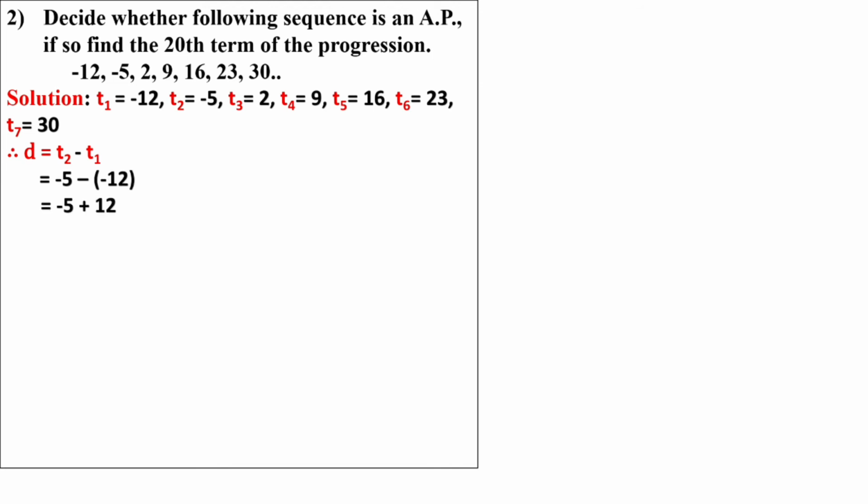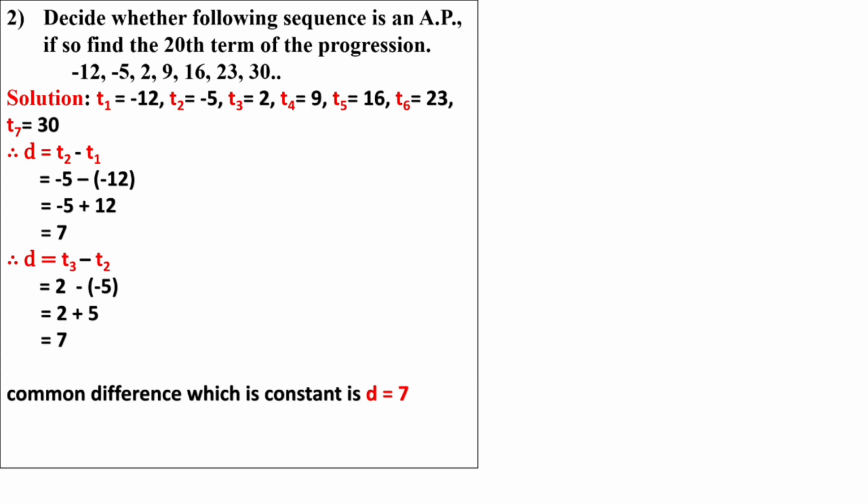So 12 minus 5, we get 7. In the same way, we will find at least 2 to 3 differences. If the difference is constant, then we can say the sequence is in AP. The common difference, which is constant, D equal to 7 is given, therefore the given sequence is an AP.